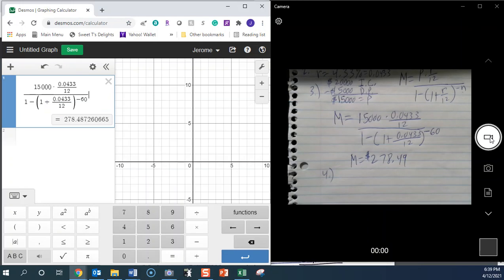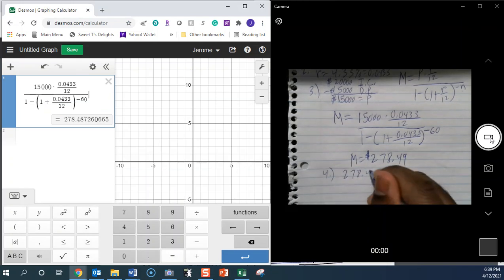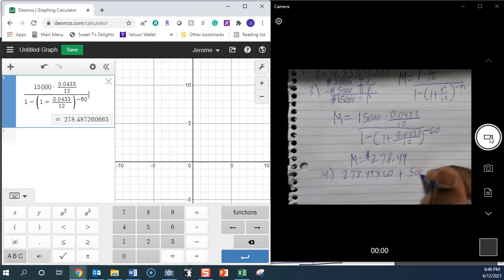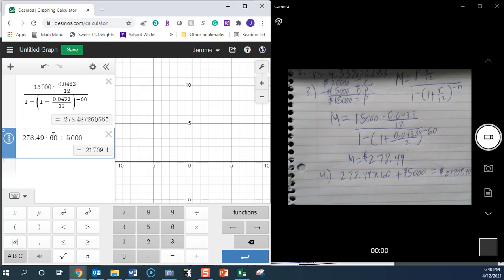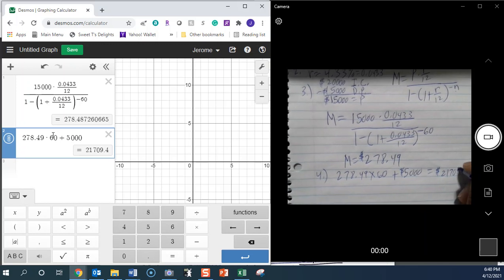Now, the total cost will be your monthly payment times how many months plus your down payment. So we're going to put this into action here. We're at 278.49 times 60 plus the $5,000. So this will give us a total of $21,709.40. All right, so now that is our total cost for buying the vehicle.